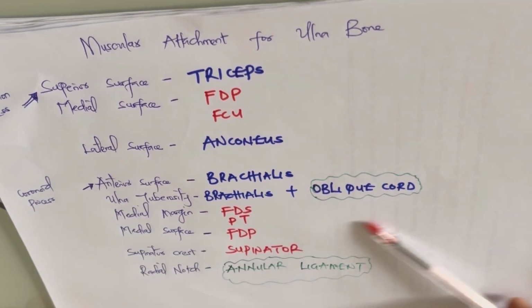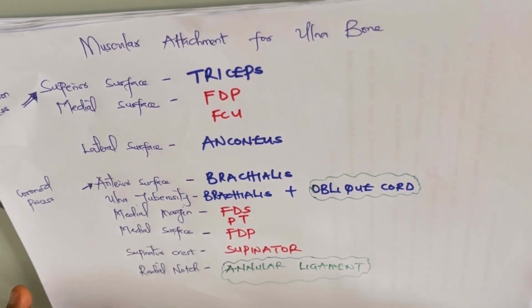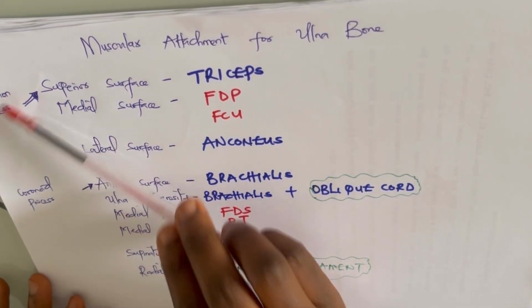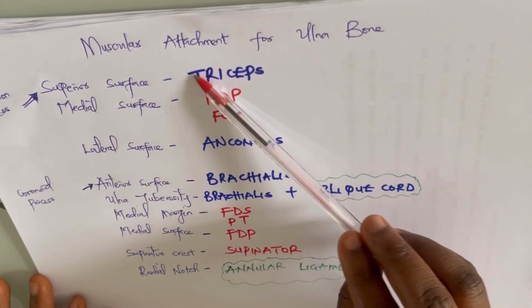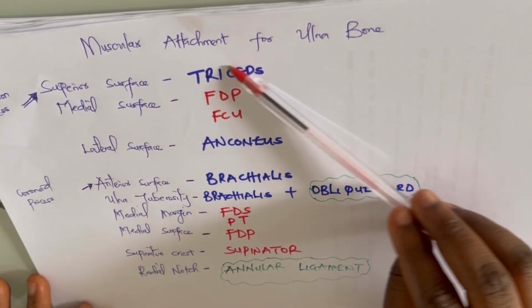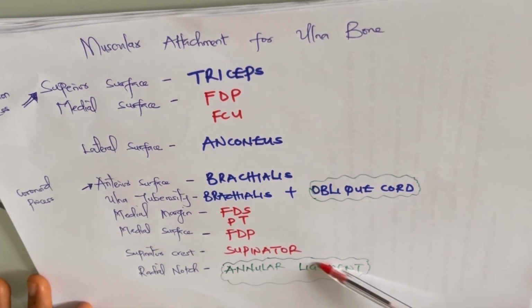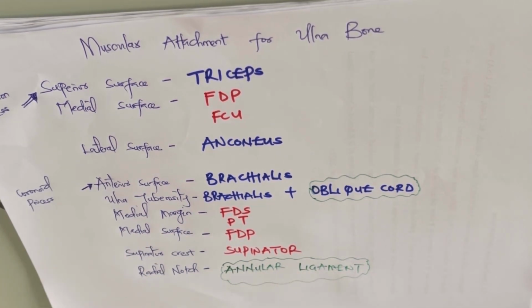So here is a mnemonic to remember the muscular attachment for the ulnar bone. On the olecranon process, at the superior surface, the triceps muscle inserts here. When you see the blue color, it means it inserts. When you see the red color, it means it originates. Then the lemon color is for the ligaments.